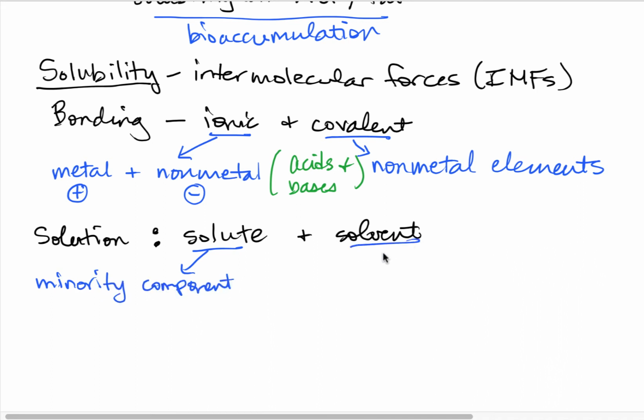And your solvent is the majority component. So you can have only one solvent. You can have only one thing that's in the majority. But you can have multiple solutes in your solvent.